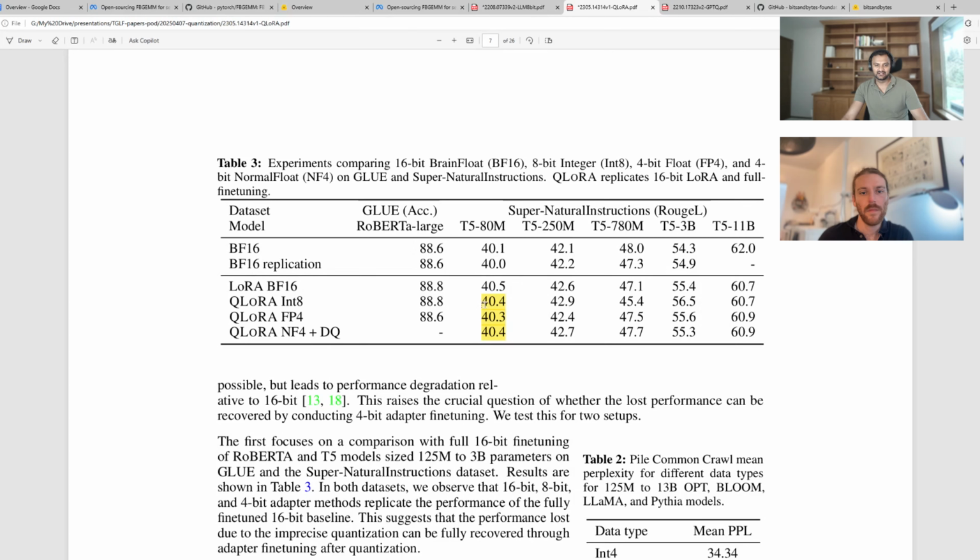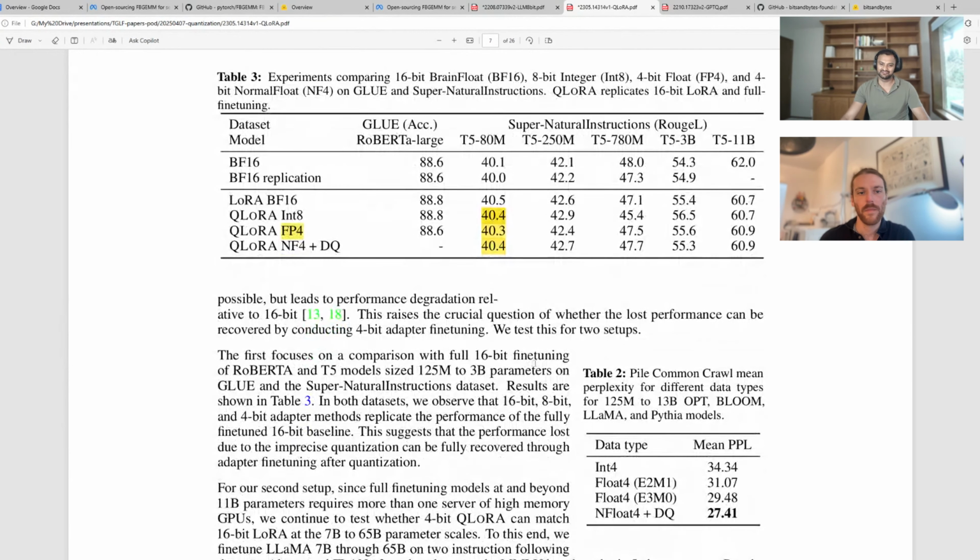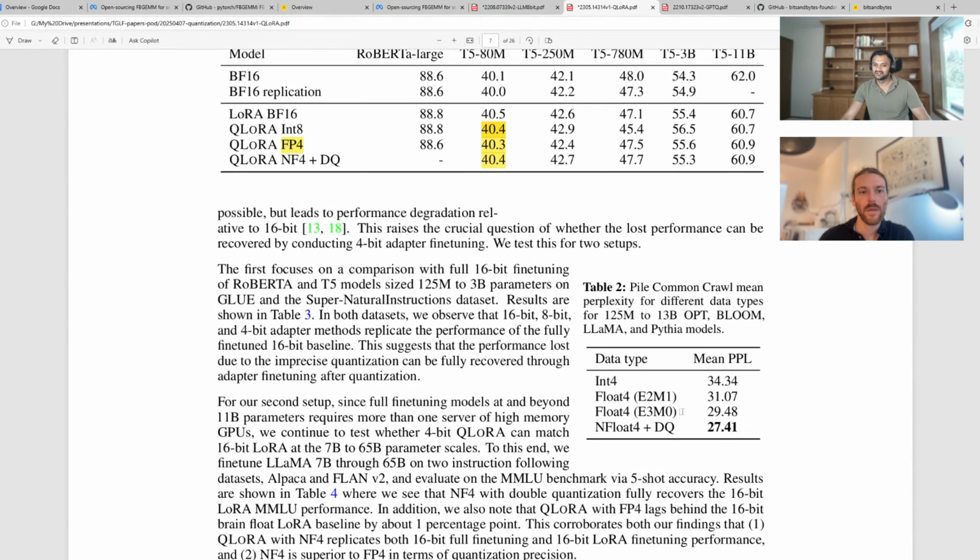So int8 and even 4-bit, they should have given a model size here that would have helped us. So they're getting the same performance as the 8-bit model, even though it is 4-bit. So they reduce the model size while retaining the same performance. I said that's the main point, right?